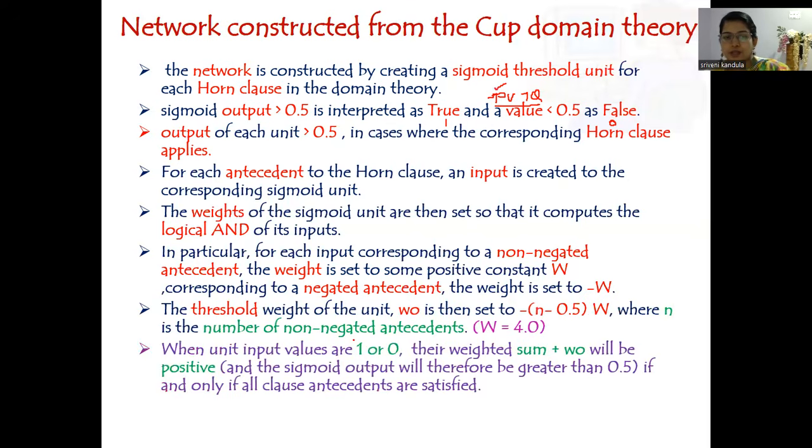Now when the input values are 1 or 0, so x1 is 1 or x1 is 0, then their weighted sum. How do we compute sigma Wixi? We will be computing the weighted summation, and to this we are adding W naught as well. So this will be positive if and only if all the clauses of the antecedents are satisfied. If it is satisfied, then we will take it as 1. Otherwise, we will take it as 0.